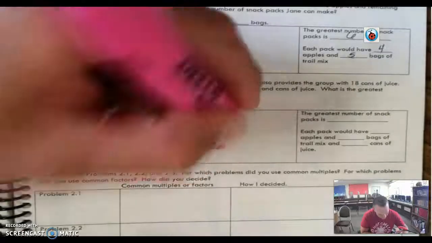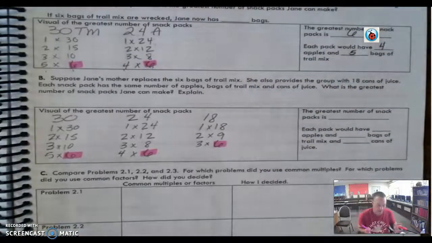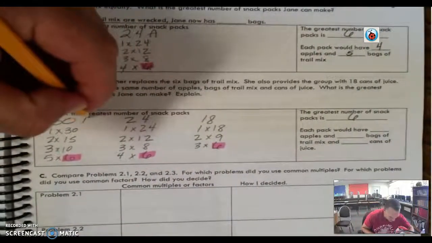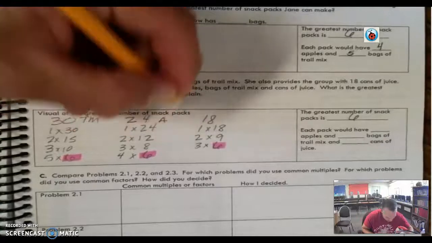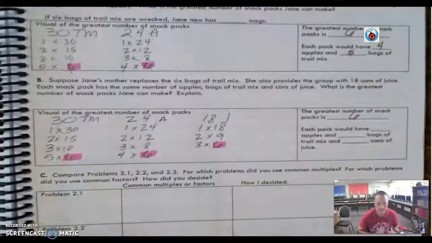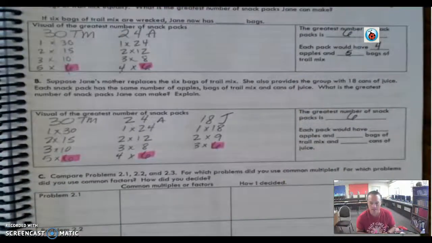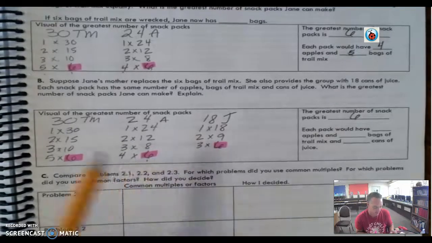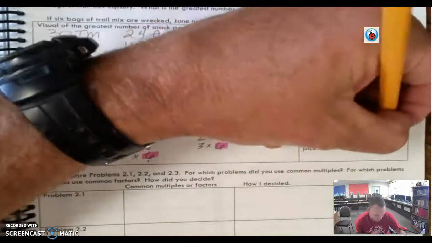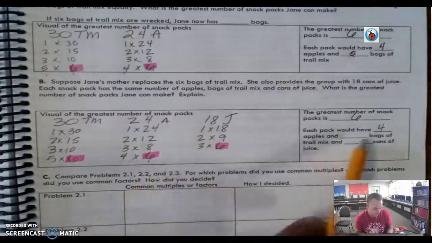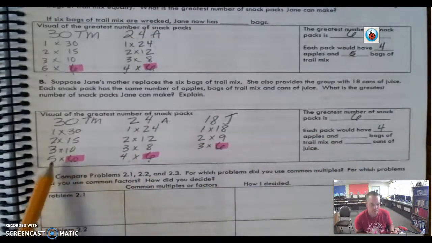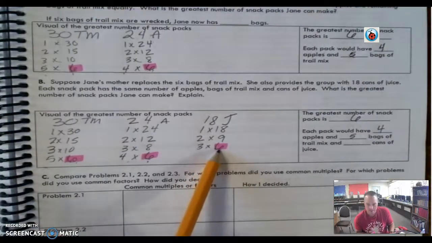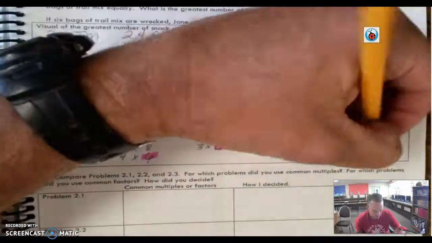So that means the greatest factor tells us how many bags we're going to have. So we're going to have 6 bags. And now you need to make sure you label this, because I didn't. Trail mix, apples, and we'll just call this one juice. This is where a lot of kids will make mistakes because they're going to get confused with this. Each pack would have how many apples? Well, my apples are in the middle, so if there's 6 bags, there's 4 apples. 4 apples. Okay? And how many bags of trail mix? Well, if there's 6 bags of trail mix, there'd be 5 in each bag. And for juice, if there's 6 bags, that means there'd be 3 juices in each bag. Okay.